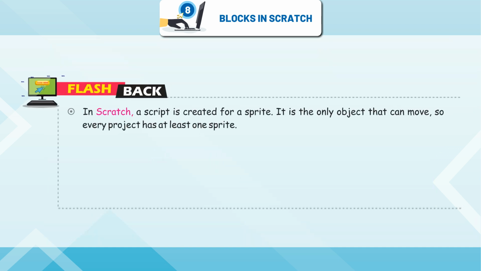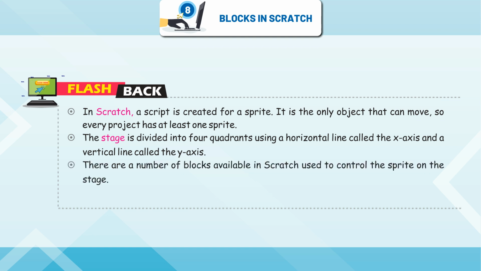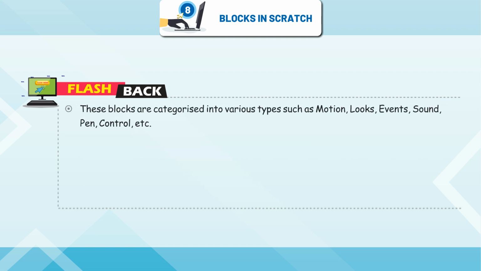Flashback. In Scratch, a script is created for a sprite. It is the only object that can move, so every project has at least one sprite. The stage is divided into 4 quadrants using a horizontal line called the x-axis and a vertical line called the y-axis. There are a number of blocks available in Scratch used to control the sprite on the stage.